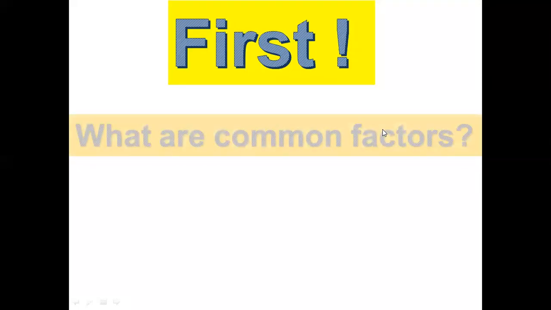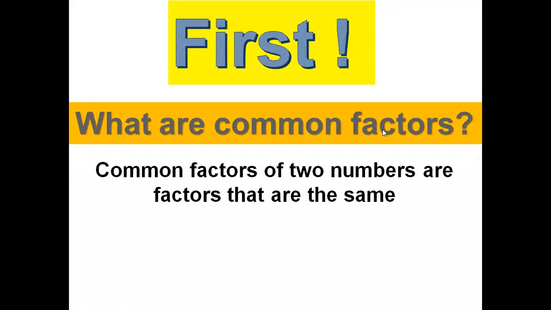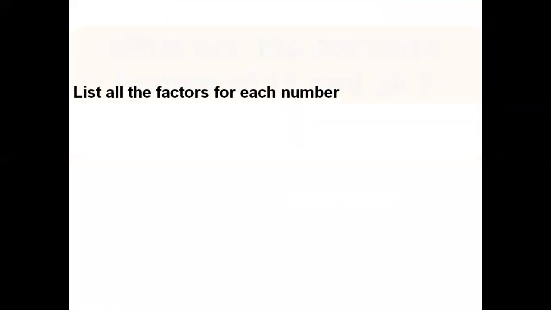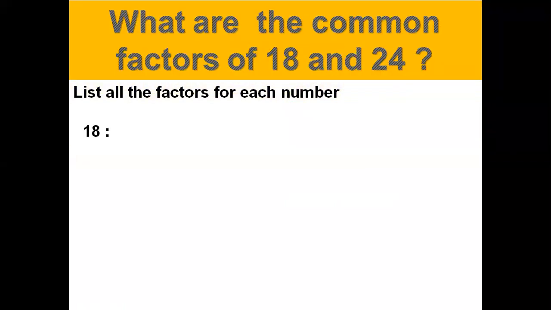First, we're going to talk about what the common factors are. Common factors of two numbers are factors that are the same. For example, if we have these two numbers, 18 and 24, we're going to write all the factors of both of them. What are the factors of 18? We have 1 times 18 gives me 18, 2 times 9 gives me 18, and 3 times 6 gives me 18. So these are all the factors of 18.